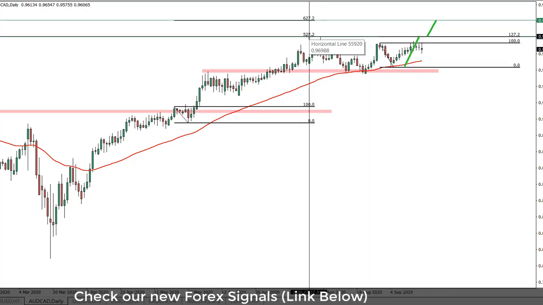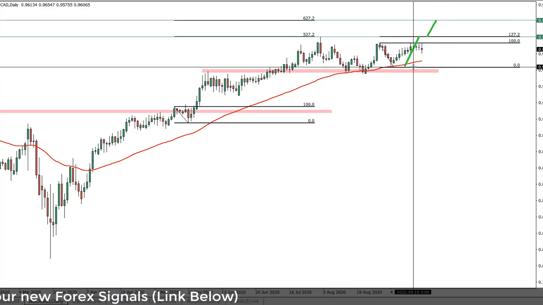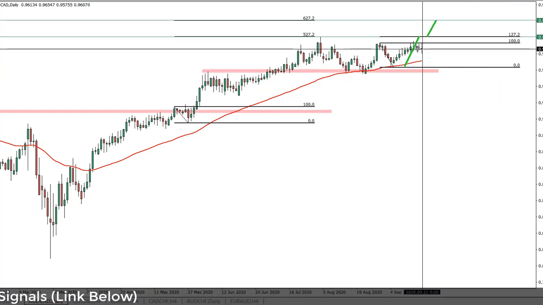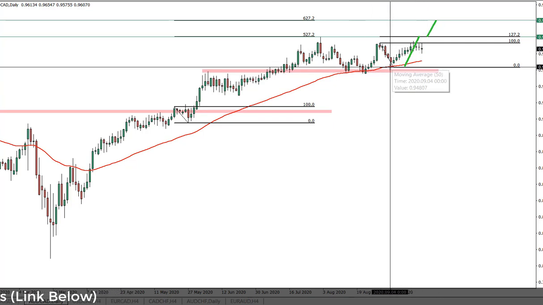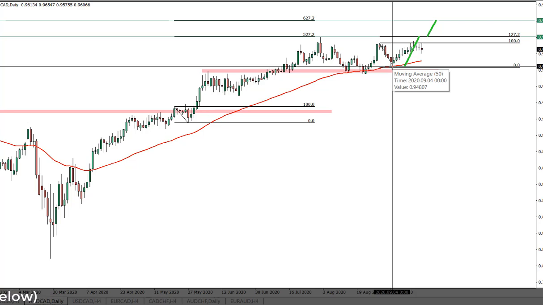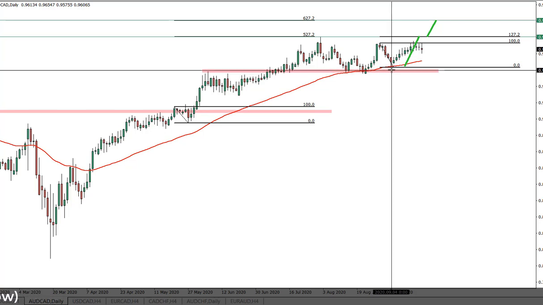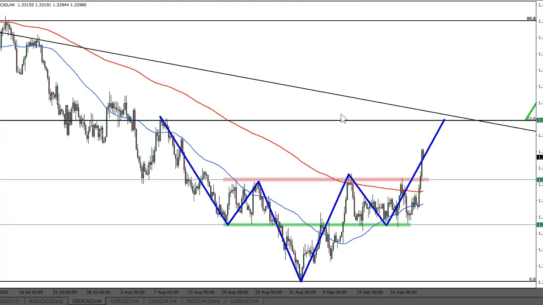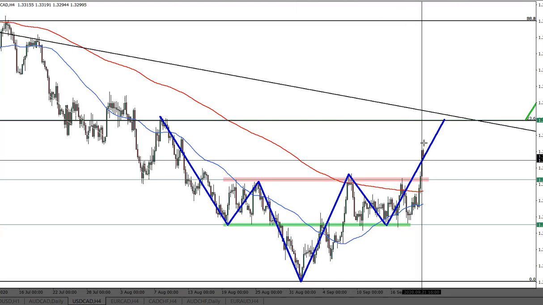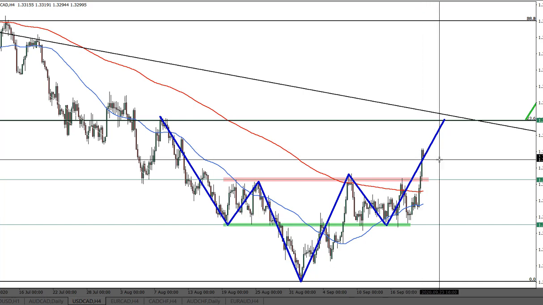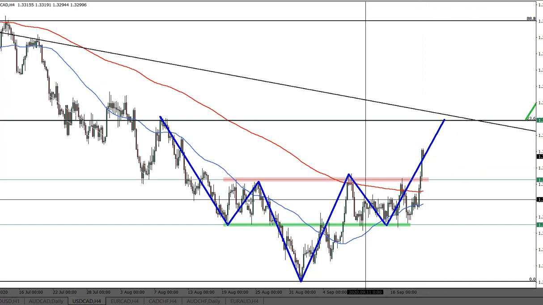But if this level gets broken to the upside, I think this could be quite a nice rally. So all in all, we will see how it goes, but as long as this support holds, where the 200 exponential moving average and 50 exponential moving average were rejected, it should be an uptrend. Dollar Canadian, a very nice move to the upside now. So along with the Australian Canadian, I think they will continue to rise.